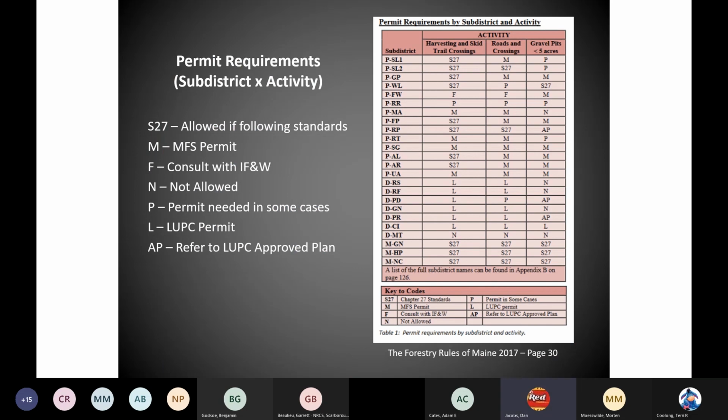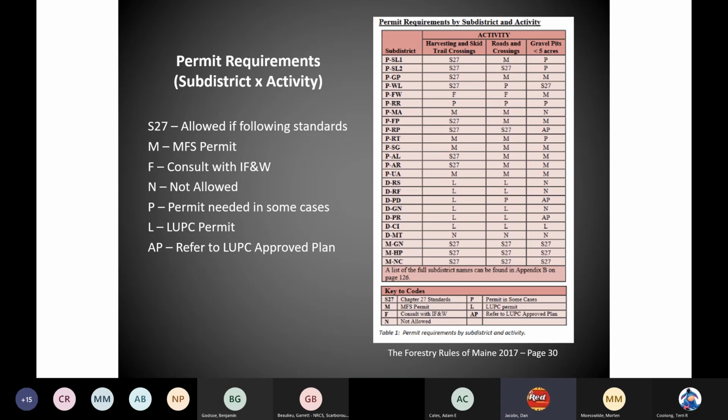This slide shows a page from the Forestry Rules of Maine. Mort and Adam both spoke about the Forestry Rule Book. And this is a helpful chart that's found on page 30. And it shows on the left-hand column the different subdistricts that you may be working in. The protection subdistricts that we're interested in are at the top, and start with a P. And then at the top of the table are the different activities that you could be doing within the subdistrict. And what this table does is give you a starting point to determine what regulations or permits are applicable for the activity that you're doing in a particular subdistrict.